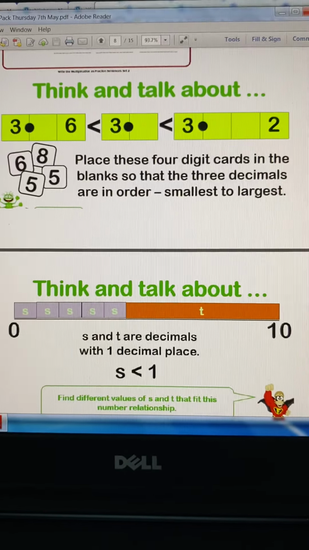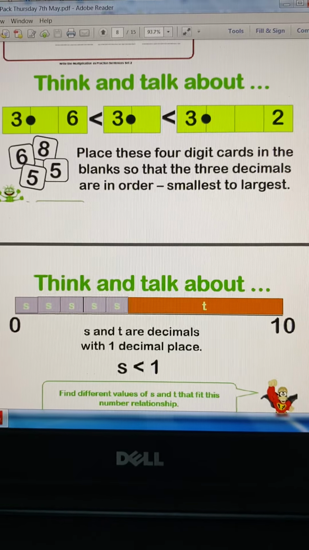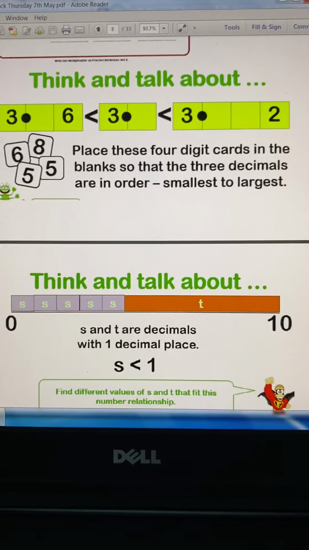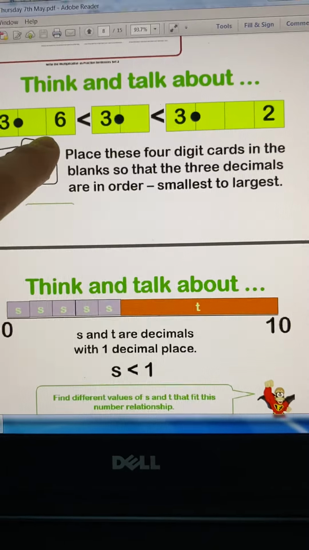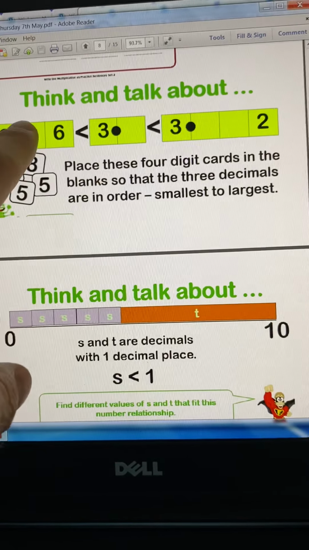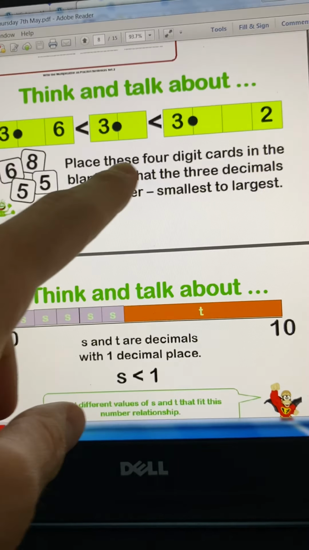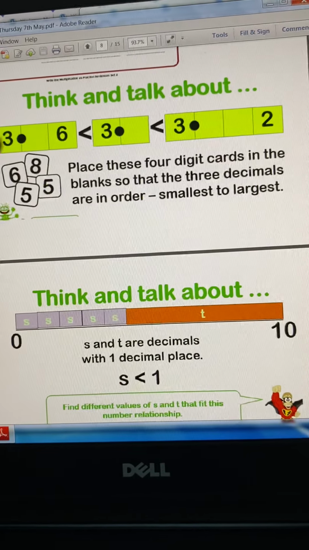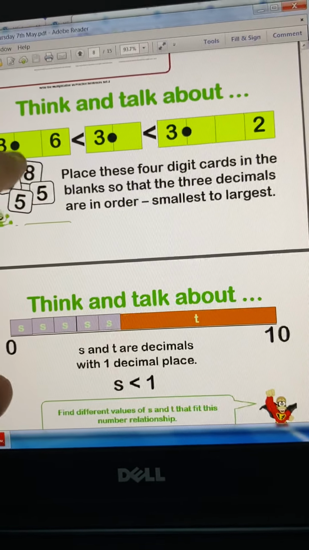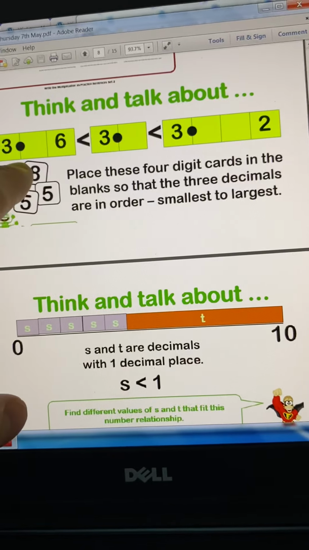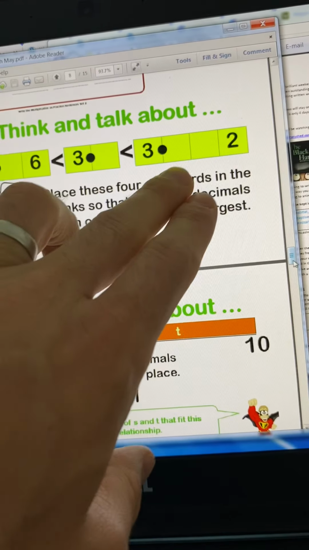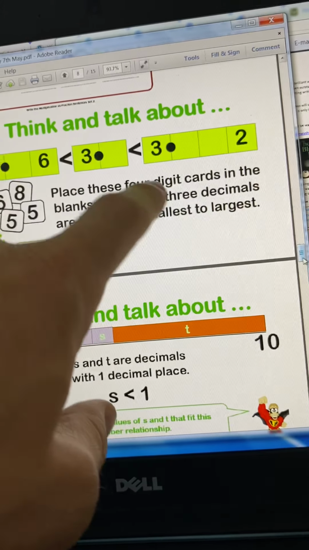Everyone should be able to give the first one a go because you have to place the 4 digits. What I suggest you do with this is look at it: this number is greater than this number, which is greater than that number. So this has to be the biggest. I'd look at the biggest digit here, the 8, the 6, the 5, and the 5, and say it's the 8. I'll then put the 8 over here, and I'll decide which is the largest place.